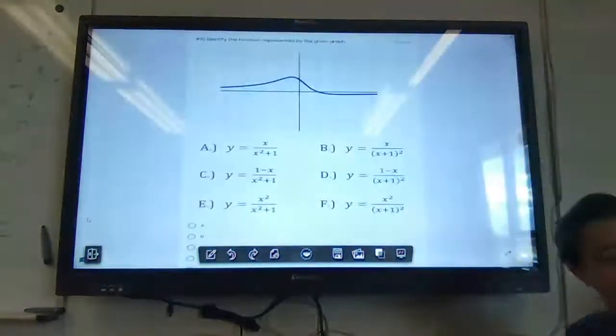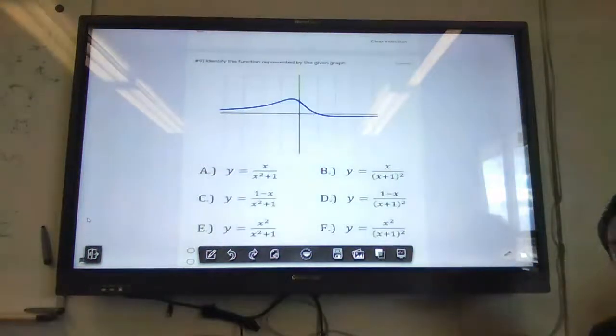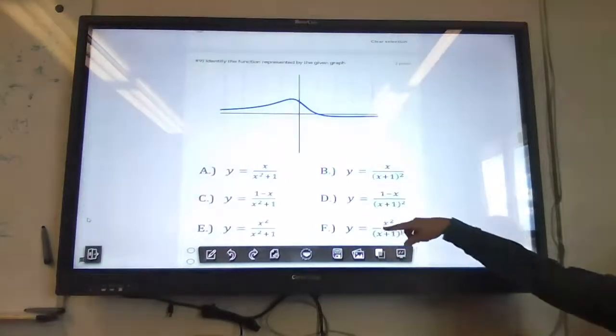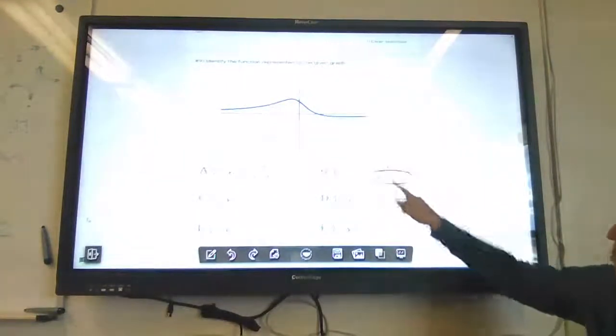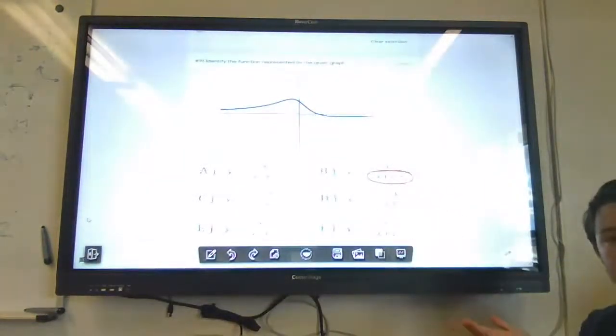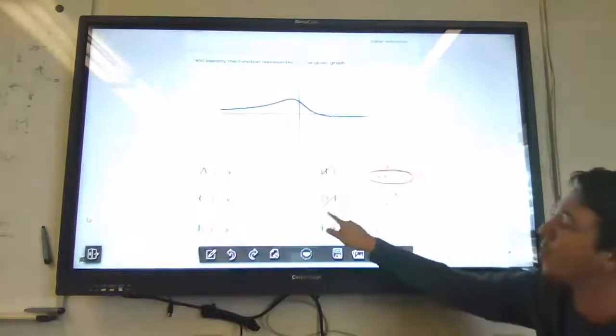All right. Number 9. This one does not have any vertical asymptotes. None. So which half of the answers are wrong? Any of the answers where the bottom could equal 0. Could that equal 0? Sure, if x was negative 1, that would be 0. So these have to all be wrong.